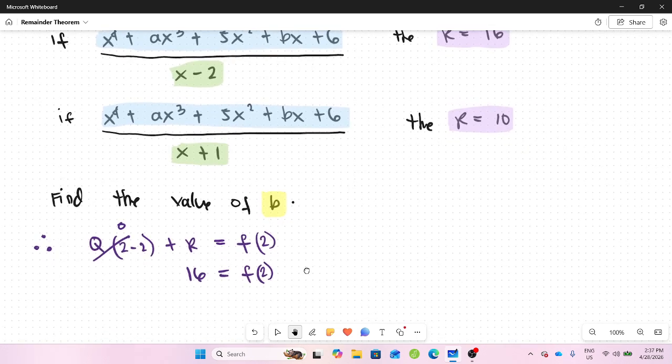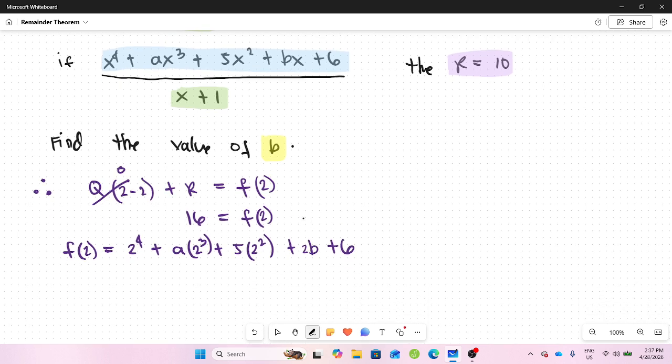So let's do that one. For f of 2 of this function, x will be equal to 2, so 2 to the power of 4, plus a times 2 to the power of 3, plus 5 times 2 to the power of 2, plus b times 2, that is 2b, plus 6, and this must be equal to 16. Let's continue.